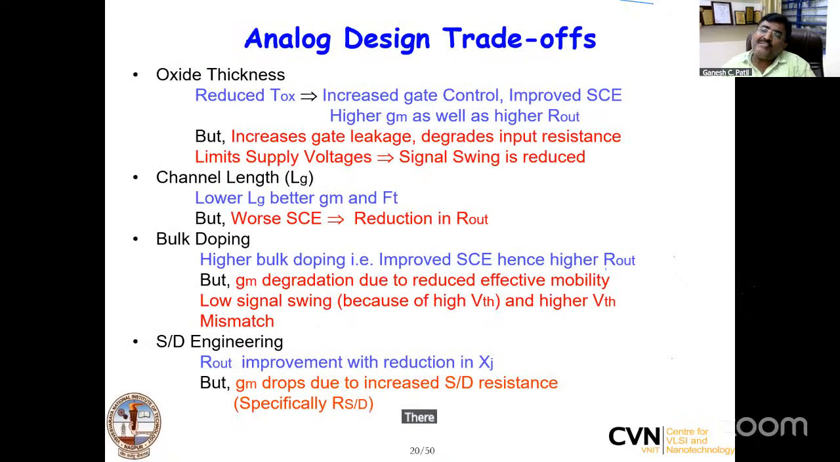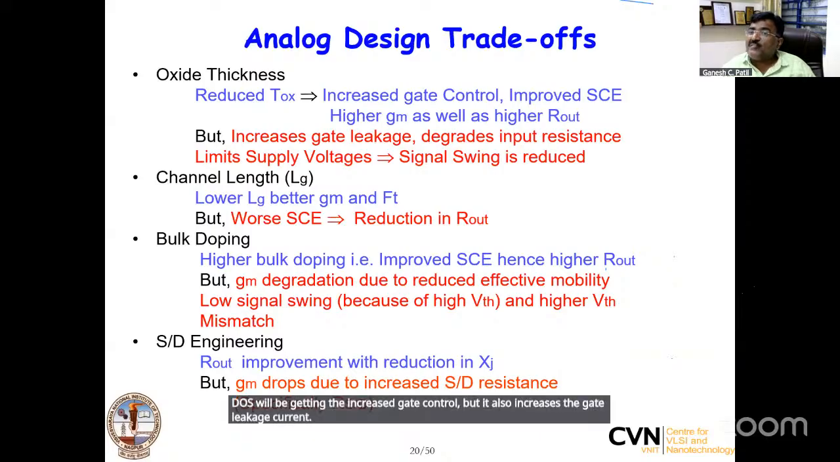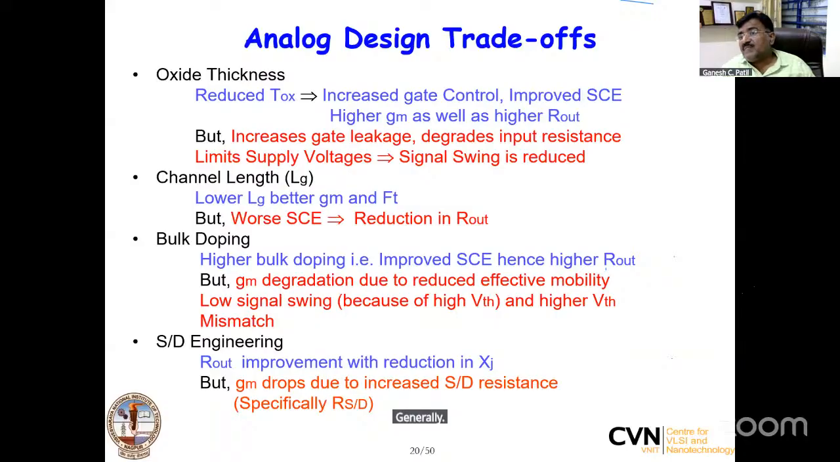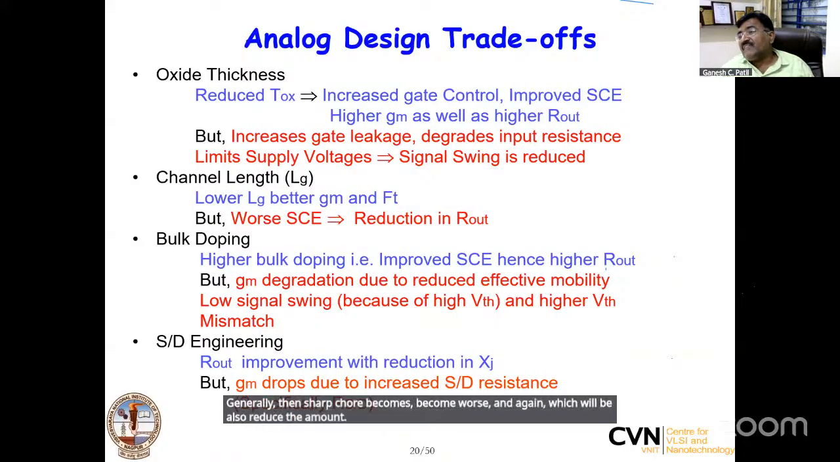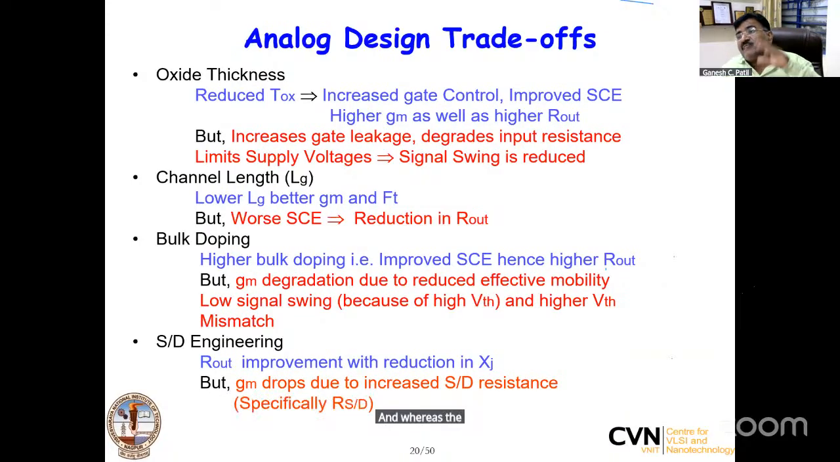There are also trade-offs in analog design. If you reduce the TOX, we get increased gate control, but it also increases the gate leakage currents. Similarly, if we lower the channel length, then short channel effects become worse, which also reduces the R out. And when the R out changes, the gain will also be affected.